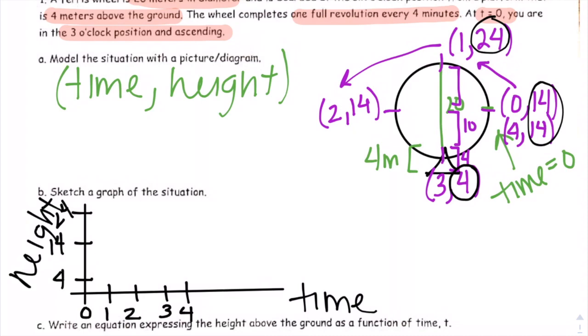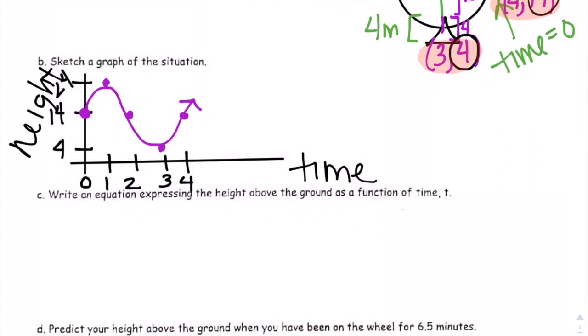So we're going to do 0, 14 here, and then 1, 24, and then 2, 14, and then 3, 4, and then 4, 14. And then we're going to connect with a curve, and that's our graph. Now we need to write an expression, so that's just writing an equation.